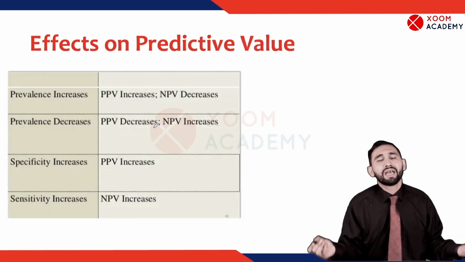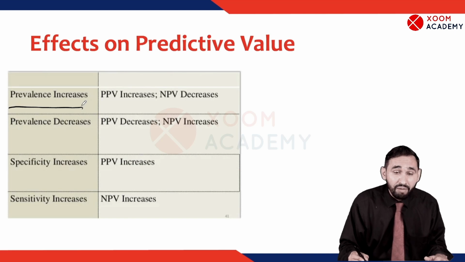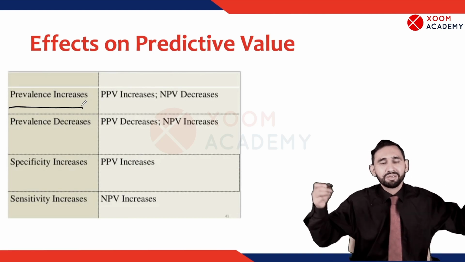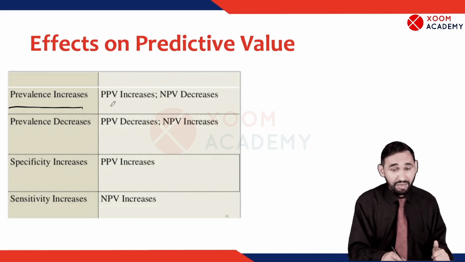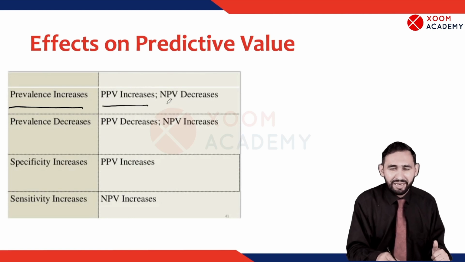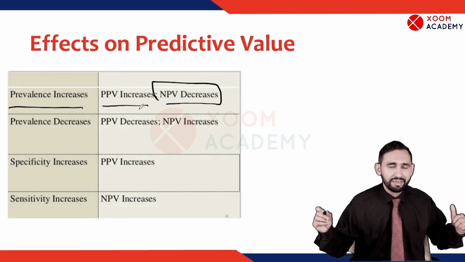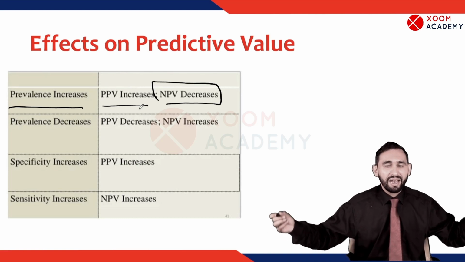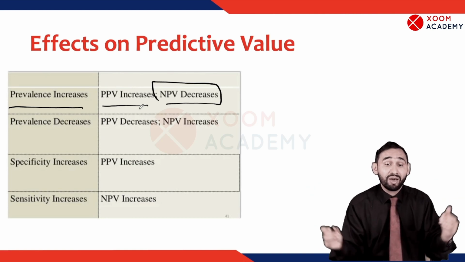Prevalence can have effects on our predictive values. If prevalence increases, positive predictive value increases. Why? When prevalence increases, the number of diseased persons increases, so positive predictive value increases and negative predictive value decreases. So they are inversely proportional to each other. Our university can ask an MCQ that prevalence and positive predictive value are directly proportional, but prevalence and negative predictive value are inversely proportional.